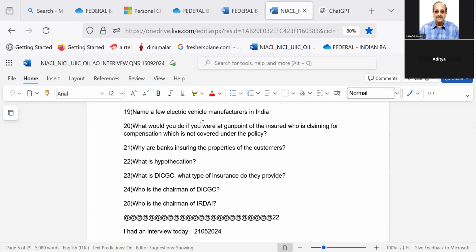Good, very good. So this is one question. Apart from that, how do you visualize the insurance industry in 10 years, and what changes do you think it would have brought?